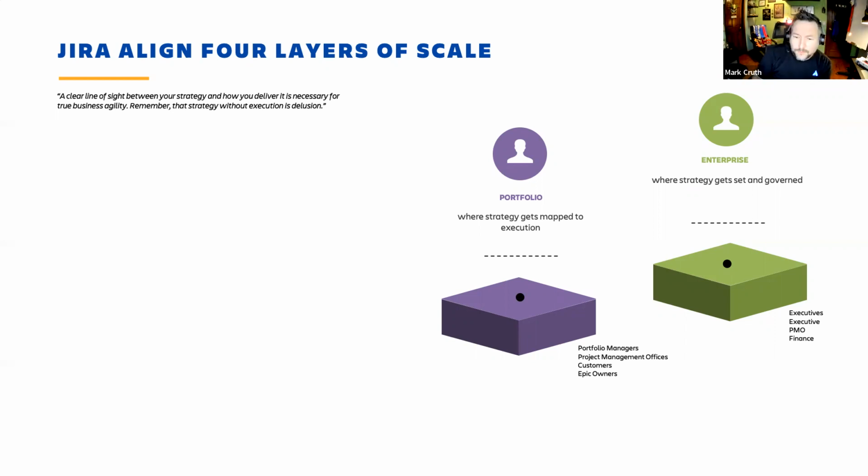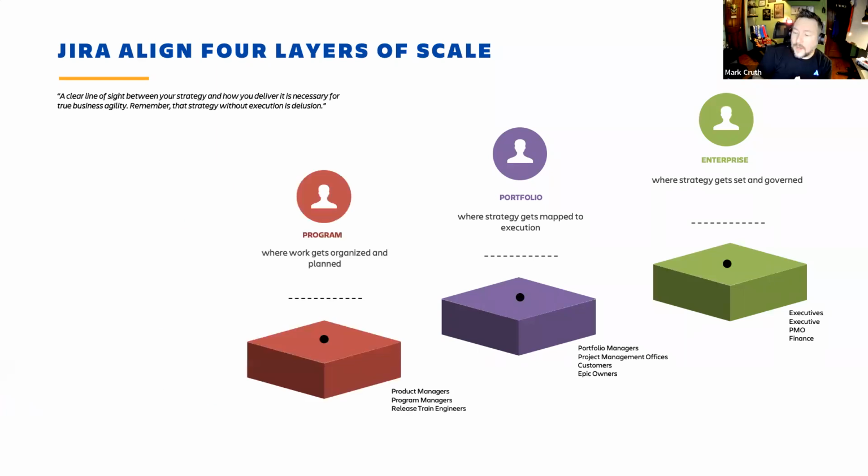So we have portfolio managers, we've got customers that play in this realm, we've got epic owners. This is where essentially we have very large rocks that we're trying to move around to say, hey, if we put these pawns on the board the right way, we'll win the chess match. Now from there, we have really where the first level of, I like to think of, a business value starts coming out. And this is our team of teams, or our program layer. This is where we actually organize, plan, and execute our work.